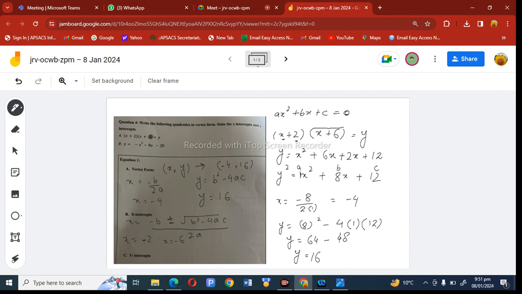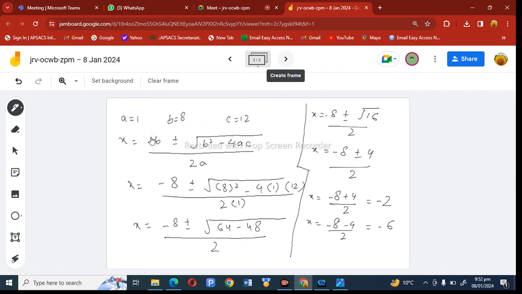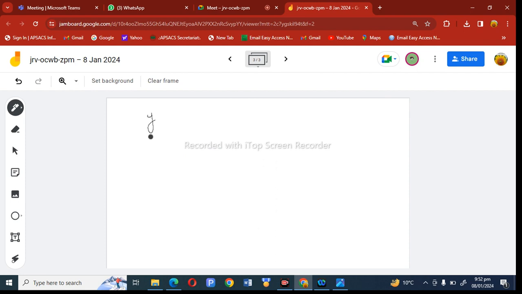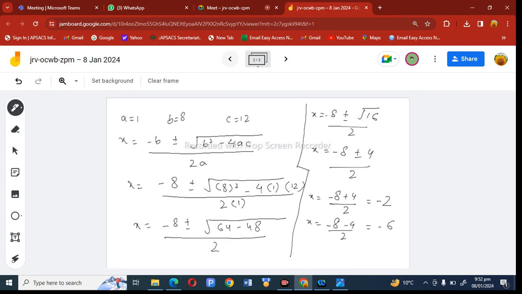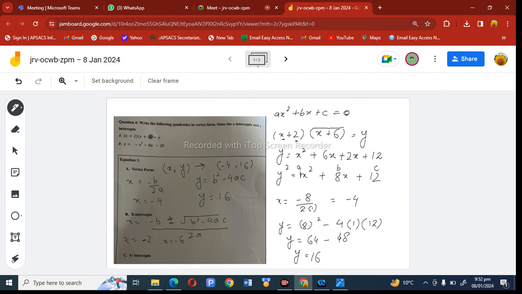Now you have to find out the y-intercept. Whatever your function is, y is equal to x squared plus 8x plus 12. So now we are finding out the y-intercept. For the y-intercept, first write down the function. This is your function, x squared plus 8x plus 12.